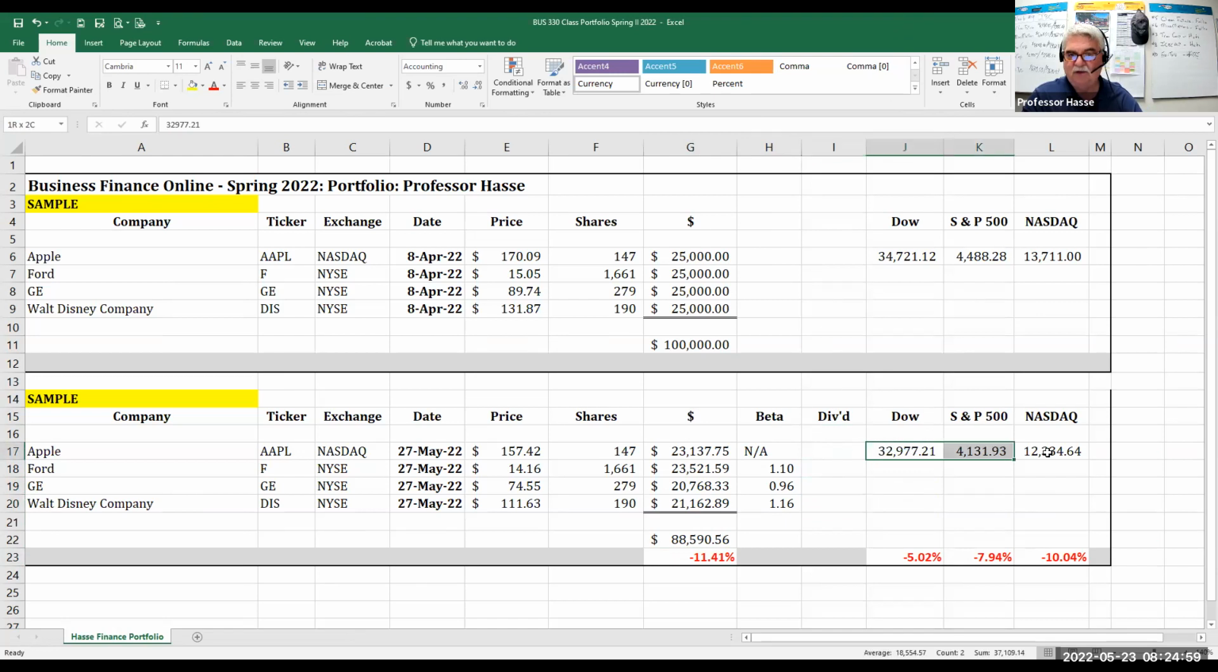Then the final values of the 3 indexes and their changes over the time period of April 8th to May 27th. So I'm interested in your ending value, gain of percentage, plus or minus, your dividends for the period, the 3 indexes, and their changes in percentages over the period of April 8th to May 27th. So that's what I'm looking for as part 3 on your examination.